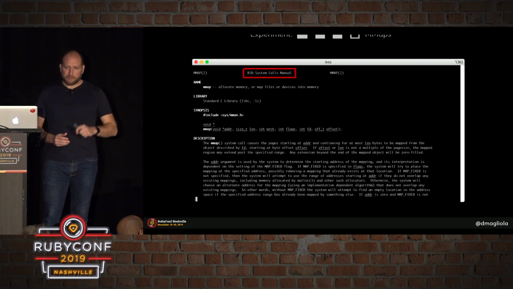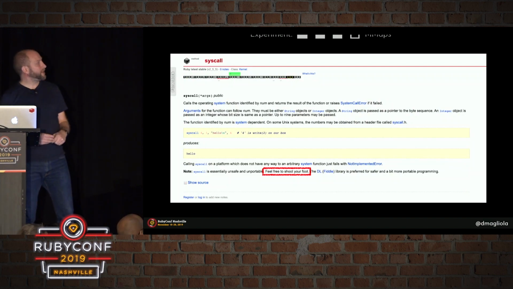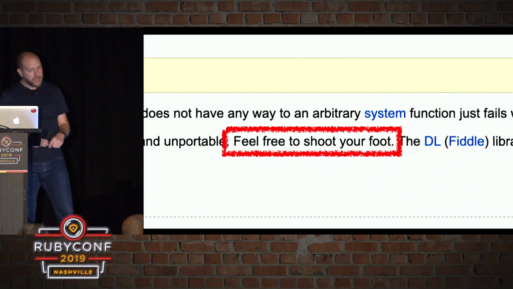Now, there's one slight problem. mmap is a syscall. Do you all know how you call a syscall from Ruby? You don't. You do it from C. Now, granted, there's this thing which has the most hilarious line I've ever seen in official documentation.